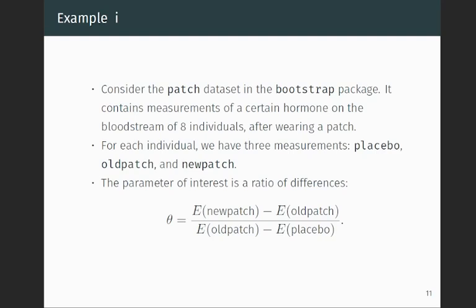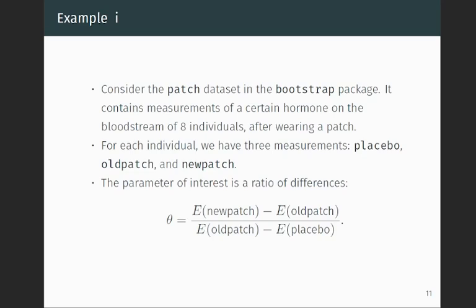And the parameter of interest in this particular study was the ratio of differences, defined as follows. So theta is the expected measurement of the hormone when using the new patch minus the expected hormone measurement when wearing the old patch. So that's the numerator. And then the denominator is the expected value of the hormone measurement using the old patch minus the expected value of the hormone measurement when wearing the placebo.